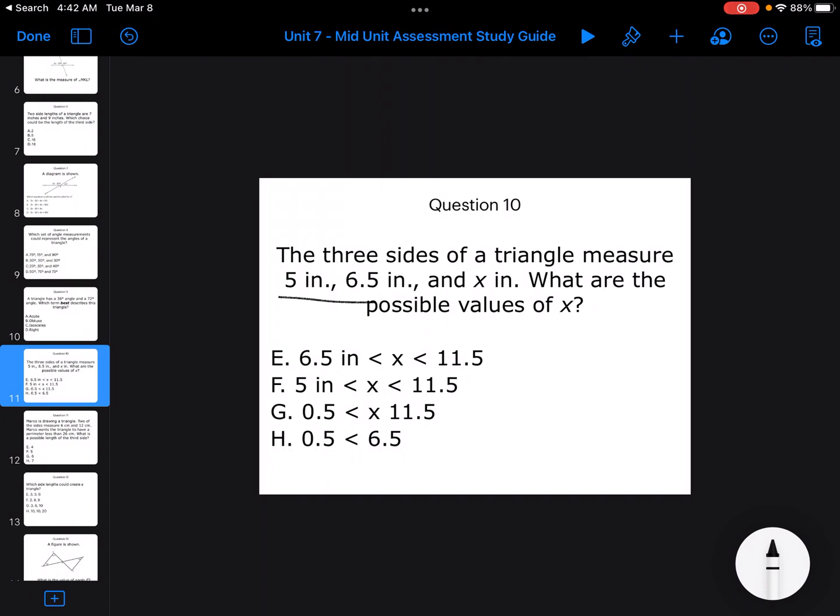Well, I know that I would subtract these two to find the smallest possible. So that would give me 0.5, which eliminates A and B. And then I would add them to get the greatest, so that would be 11.5.